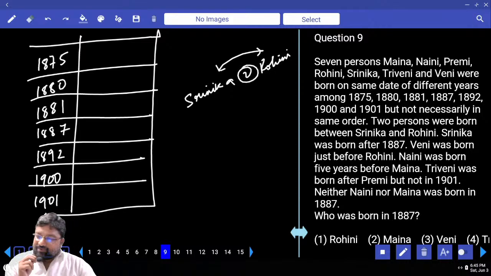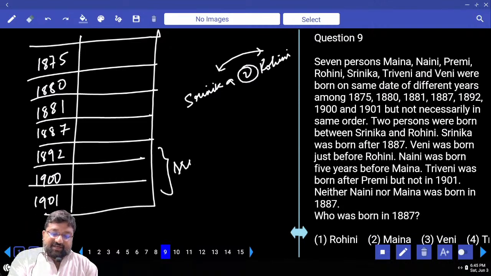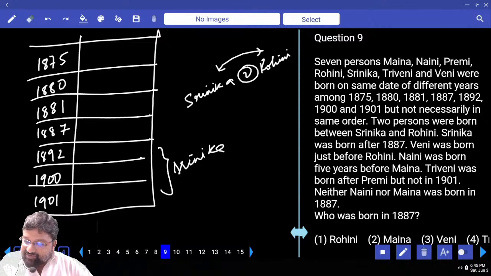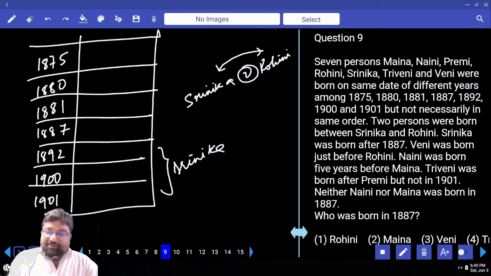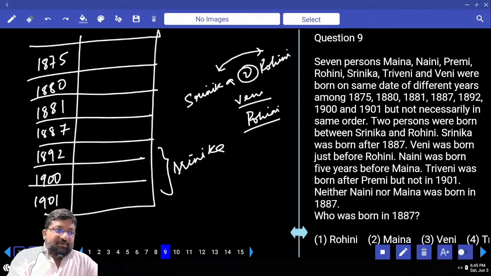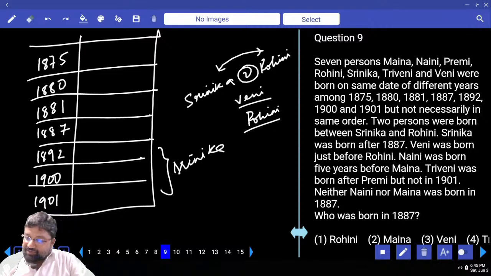Two persons were born between Srinika and Rohini. Srinika was born after 87. After 87, how many possibilities does Srinika have? 3 possibilities. Next, Veni was born just before Rohini.